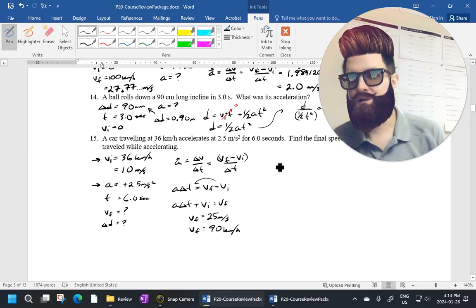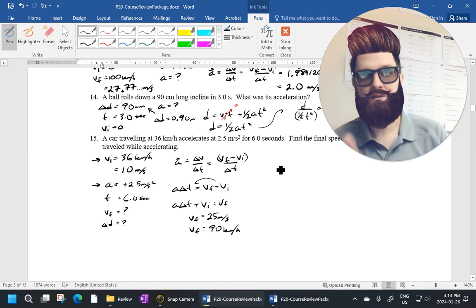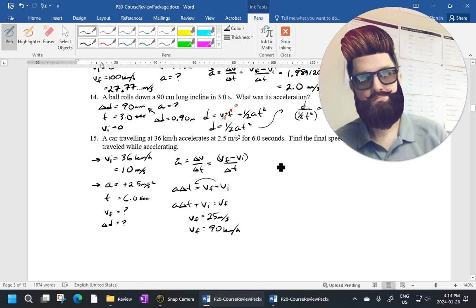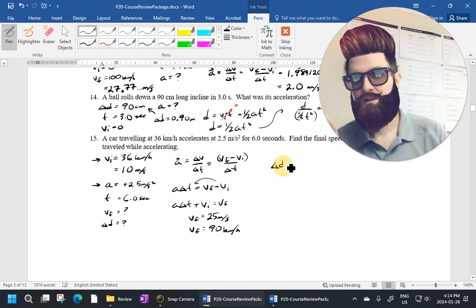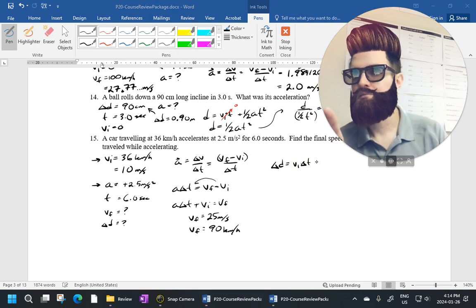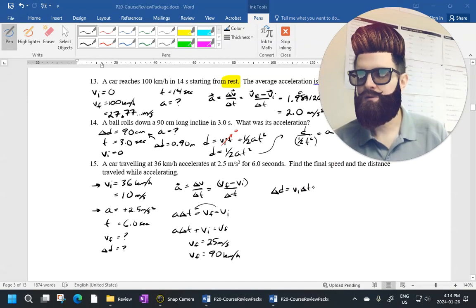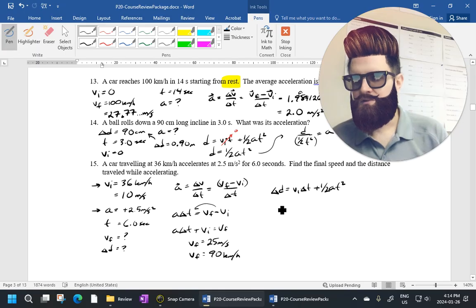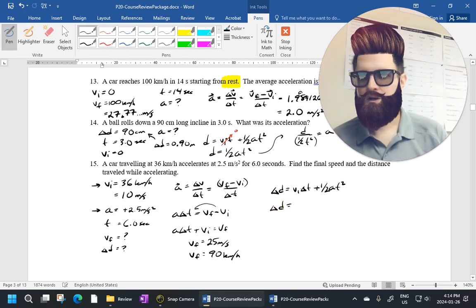Next one, I want to find the displacement. So what I'm going to do is I'm not going to trust my VF, right? So don't trust an answer you just got. Pick another formula that involves the stuff that was given to you in the question, right? So 1/2 AT squared. I'm solving for D. I don't have to rearrange it. Just put all the numbers in.